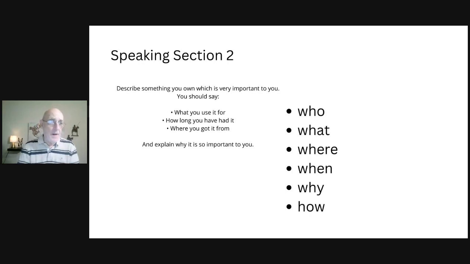So let's just do an example. If I were giving a talk and I had to accomplish this task, how would I fill in my outline for this task?